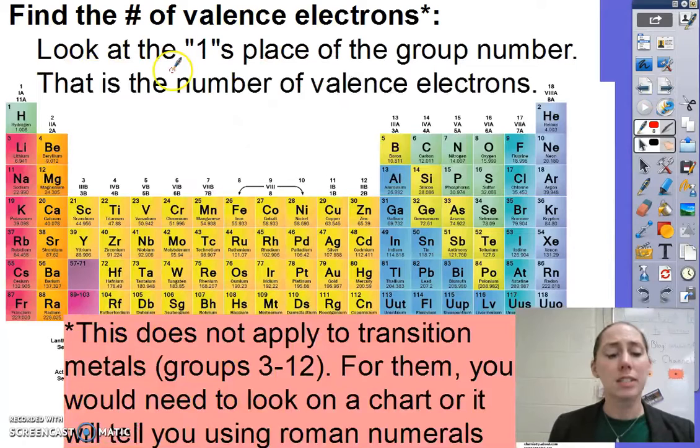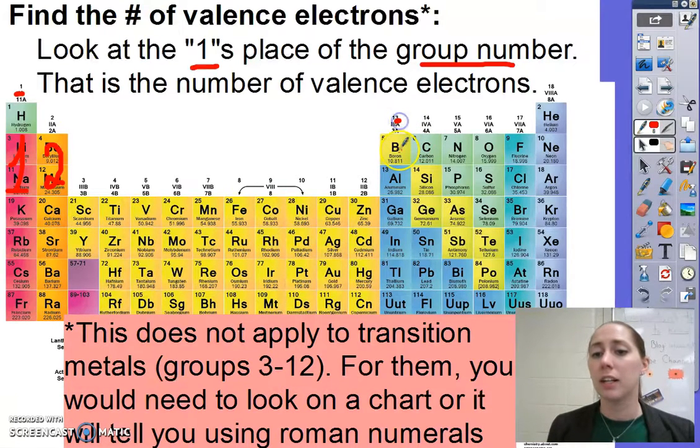When we're looking at the periodic table, we can find the number of valence electrons by looking at the ones place of the group number. So here, this is group 1, the 1 is in the ones place, so it's got 1 valence electron, every single one of these. The ones in group 2 have 2 valence electrons, all the way down. We're going to skip these transition metals, and we go over to group 13. 3 is in the ones place, so there are 3 valence electrons for all of these elements. Group 14 has 4. Group 15 has 5. 16 has 6. 17 has 7. And 18, for the most part, has 8.